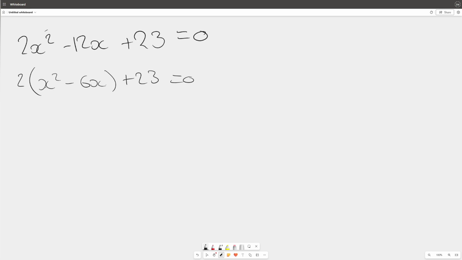So now we can treat this like the previous examples. We're not going to touch this 23, which we haven't done in the previous questions. We've just left the number here alone. We've only dealt with this x expression.